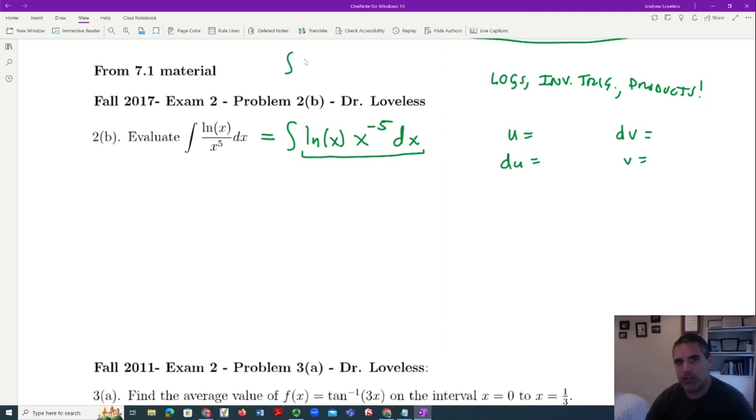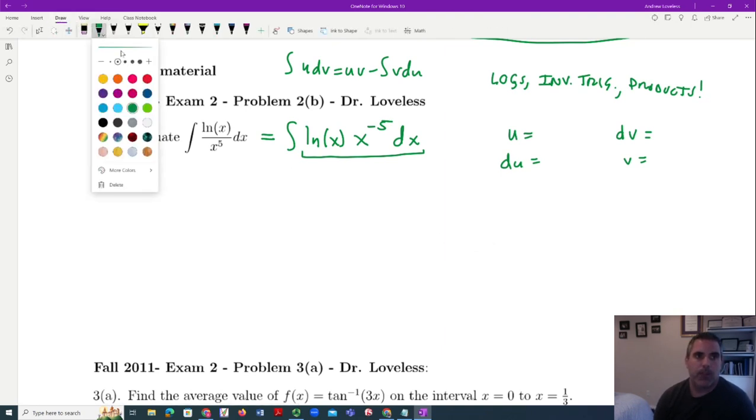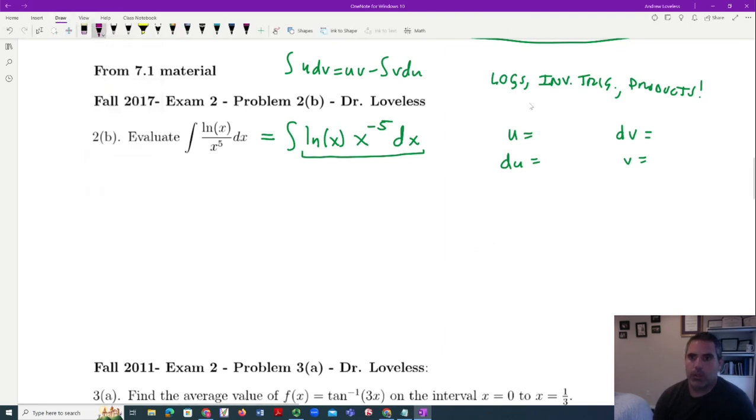So we talked in class about where it comes from, how it comes from the product rule, how we're just rearranging. But you have one choice to make, which is what goes here. After you make this choice, this is going to be the rest. And you're going to take the derivative, you're going to integrate, and you're going to plug in. That's the whole method. So there's really one choice to make.